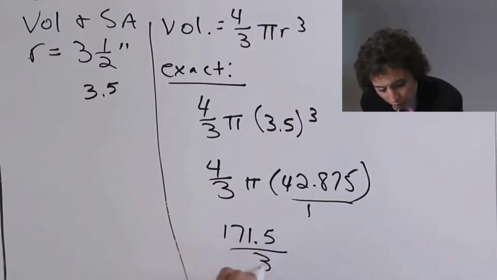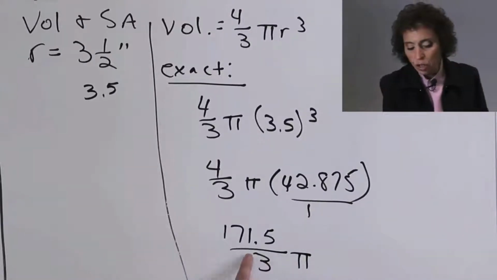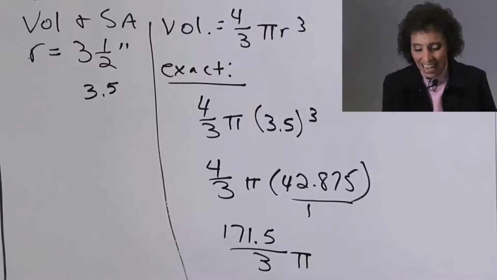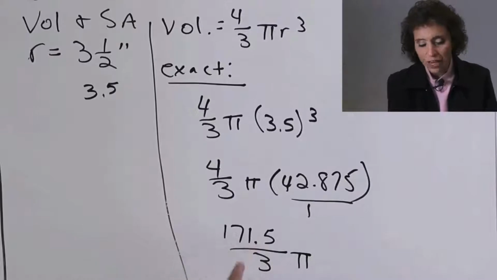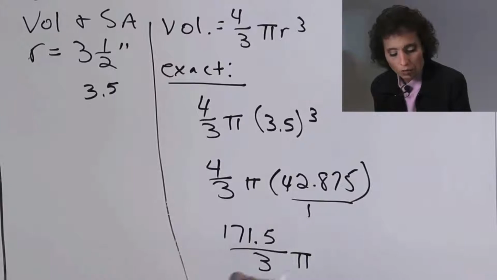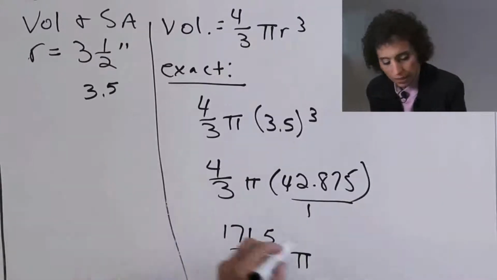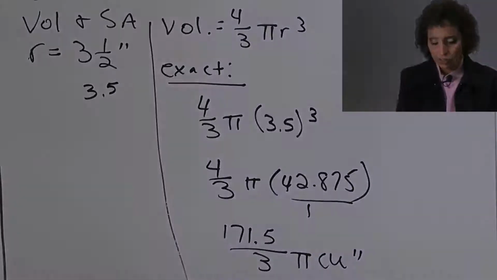171.5 thirds pi. Okay, and now, I'm not going to divide unless this goes evenly, because remember, this is the exact answer. So 5 plus 1 is 6, plus 7 is 13, plus 1 is 14. It's not going to divide nicely. I am done. 171.5 over 3 pi, and it's cubic inches. That is the exact answer.